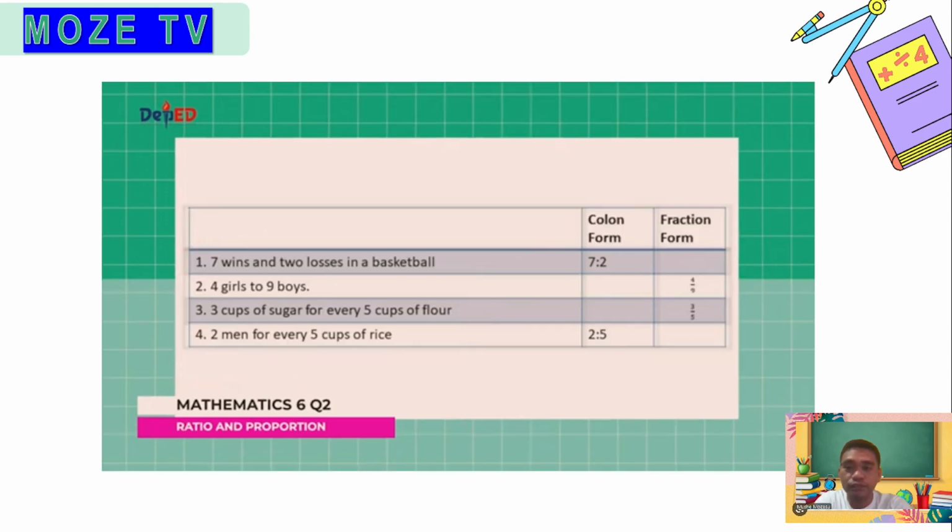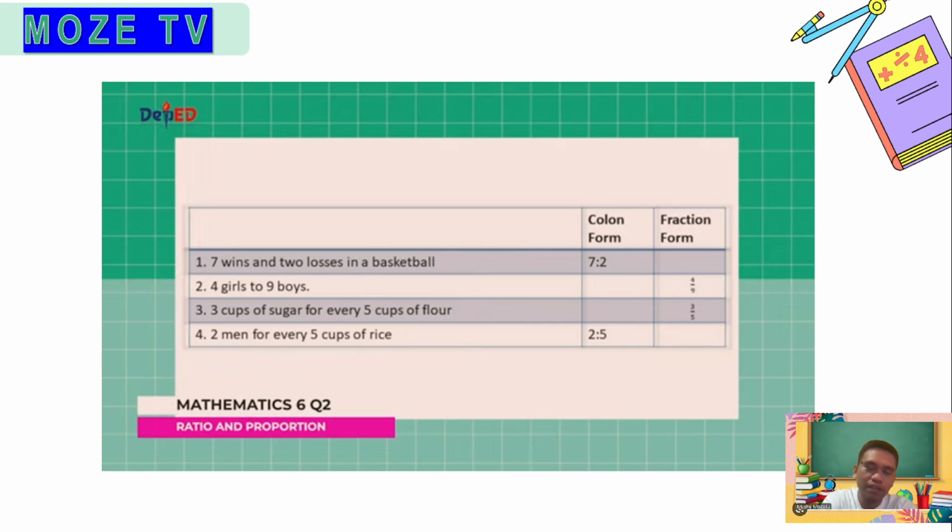Okay? Let's proceed. Now, in your notebook, kindly get your notebook faster. Okay? And then, I want you to answer this one in your notebook. You are given 5 seconds for each number. Therefore, you have 20 seconds to answer this activity. Okay, let's start. 20 seconds.